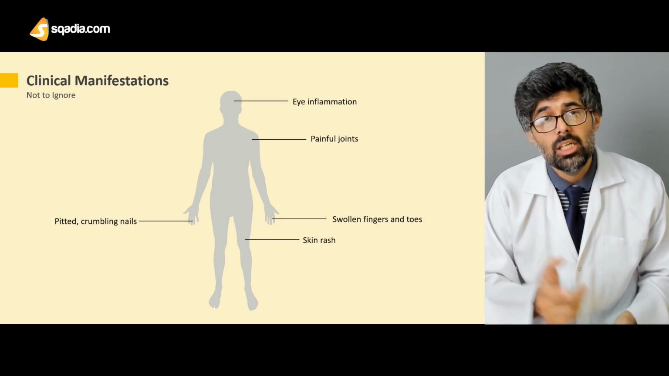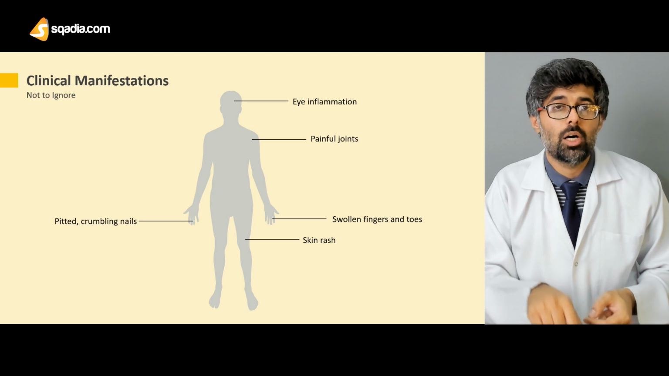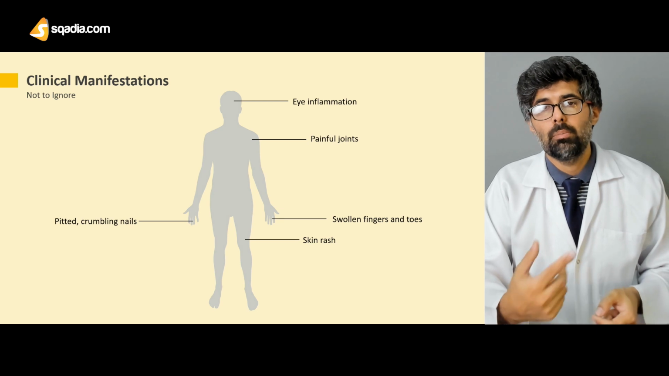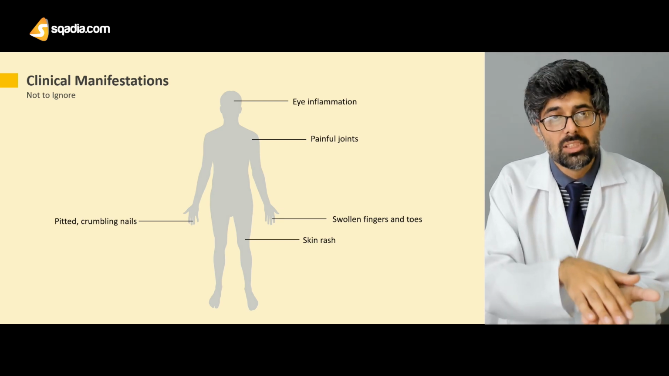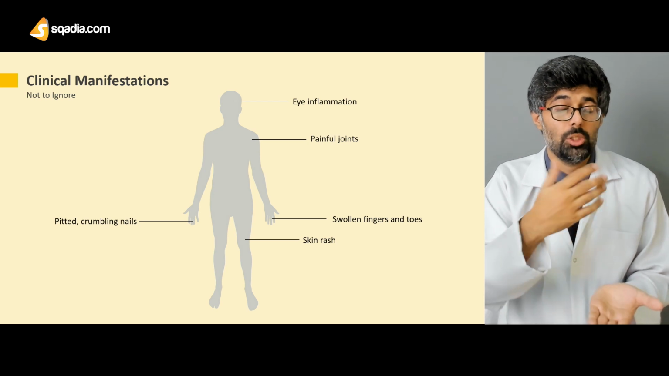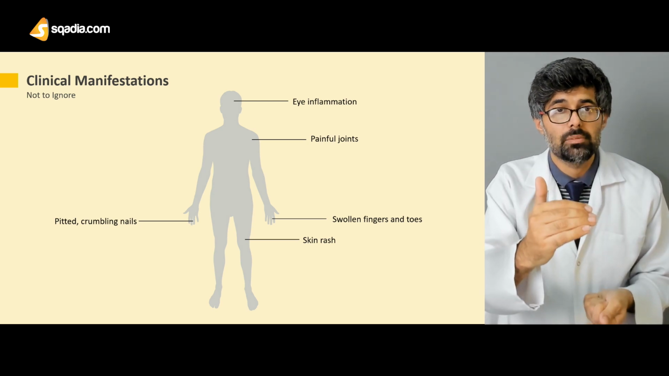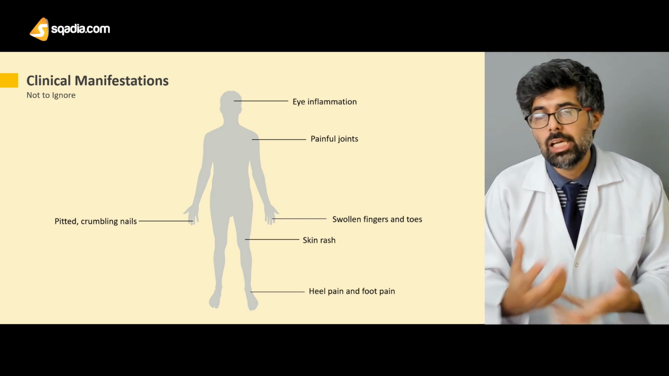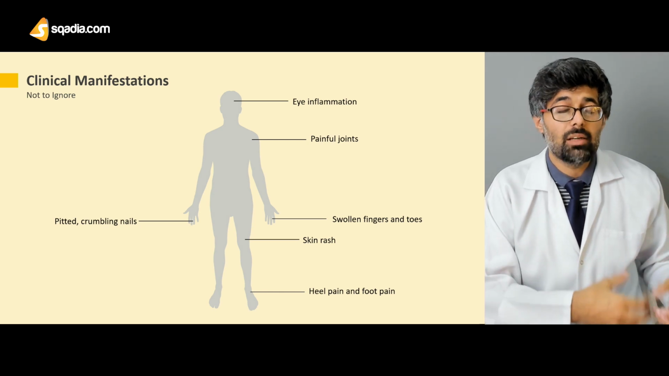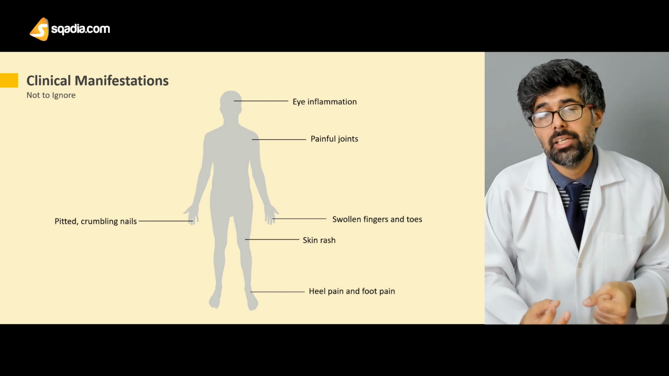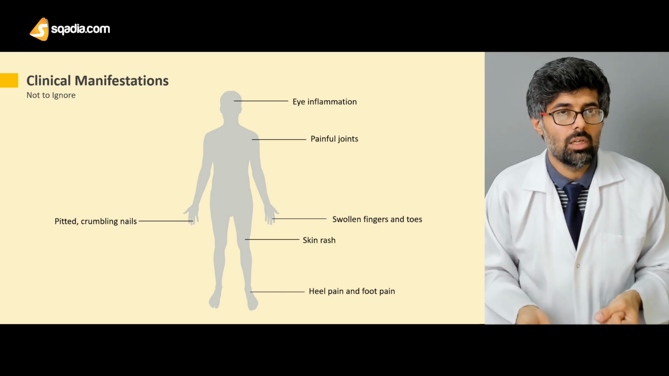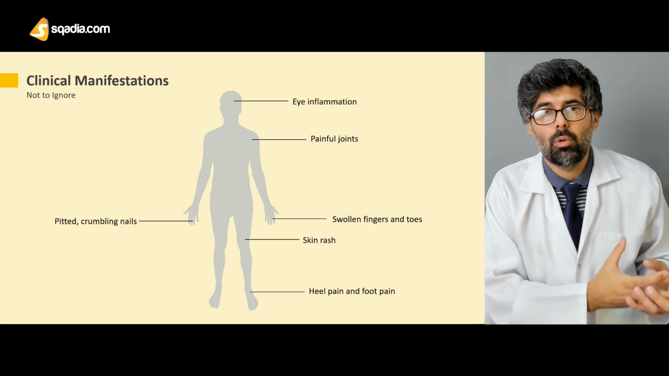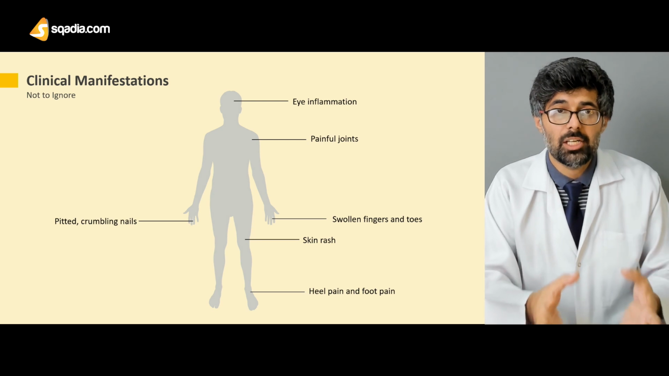Next, we have skin rash. Now, skin rash can be both as part of the psoriasis and separate from the psoriasis, because an underlying arthritis can result in the rash or the erythema of the skin above it. Then we have heel pain and foot pain. Now, heel pain and foot pain come from, again, tendinitis. Usually, the Achilles tendon's enthesis is inflamed. Other foot pains can also come from, again, psoriasis in that area.